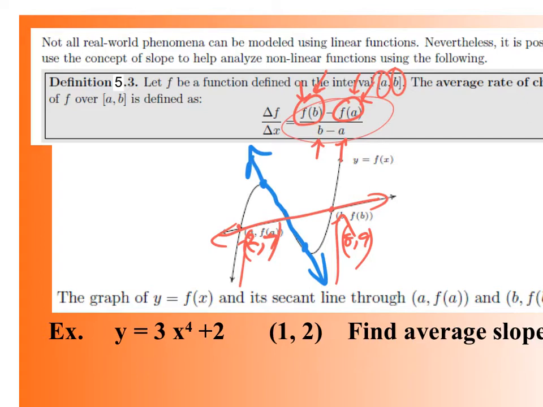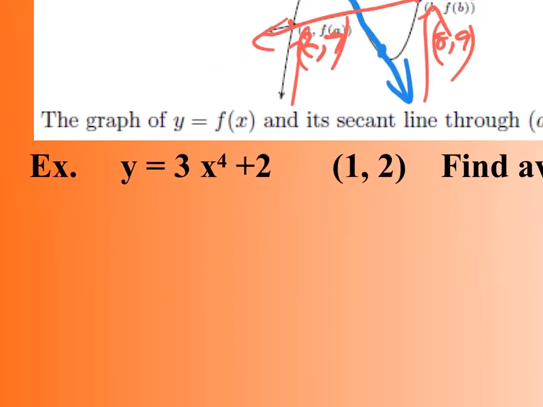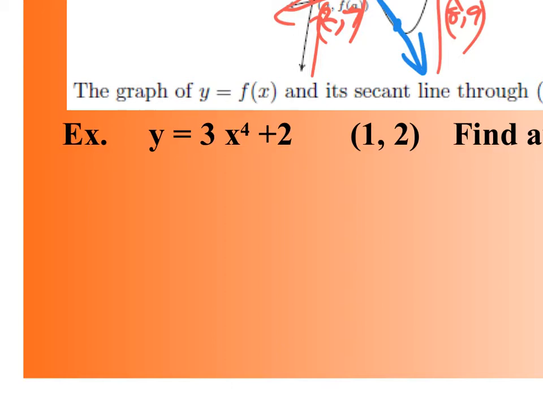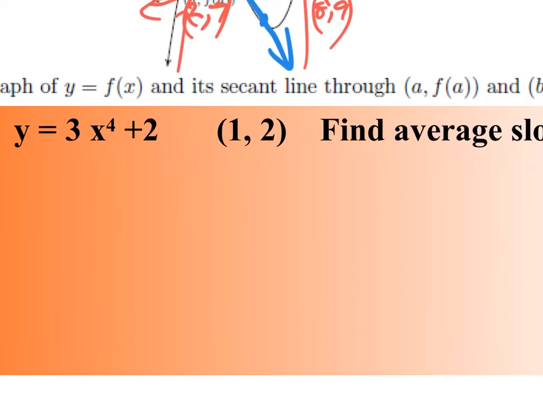So let's do this one together. 3x to the fourth plus 2. Between 1 and 2, there could be a curve in there. Do you agree? Okay. Remember, this is not the point 1 comma 2. That's important to understand. This is an interval of x's. The x's are between 1 and 2. You have an x at 1 and you have an x at 2. This is the x interval.